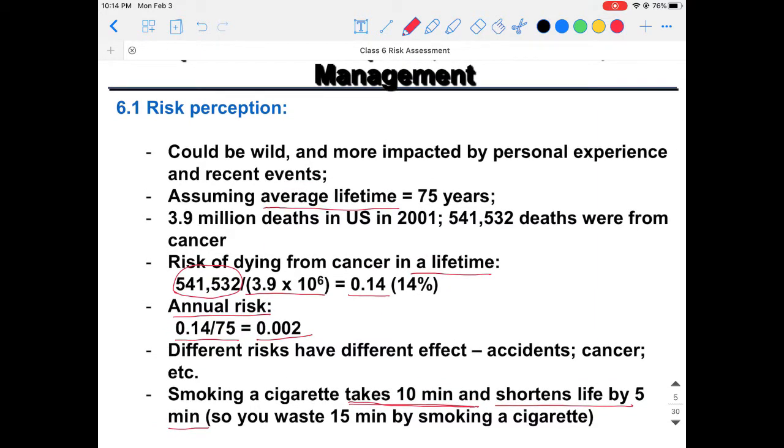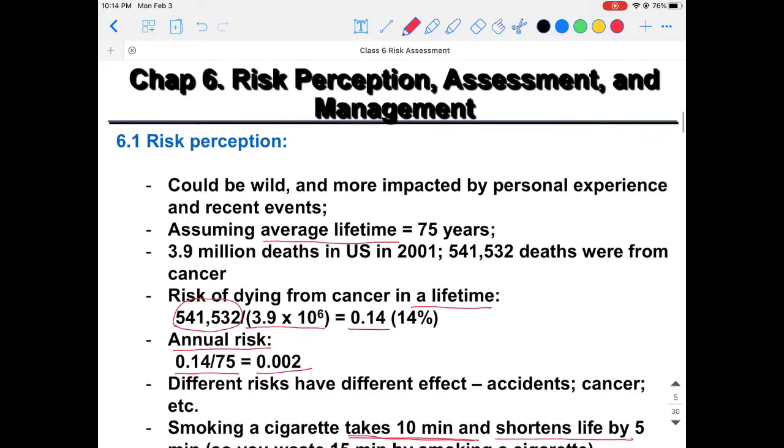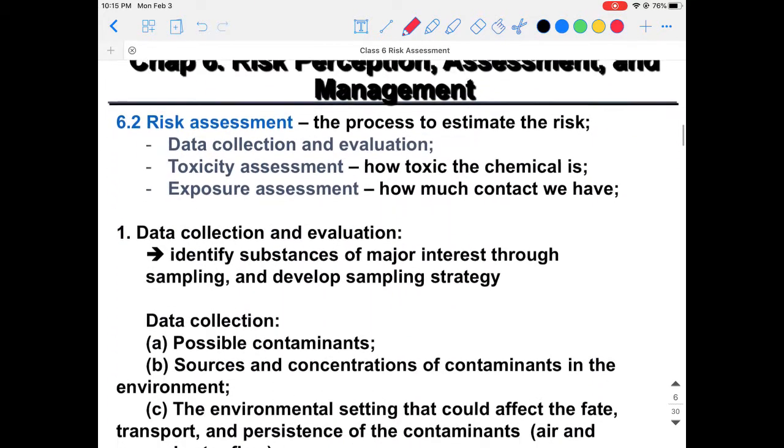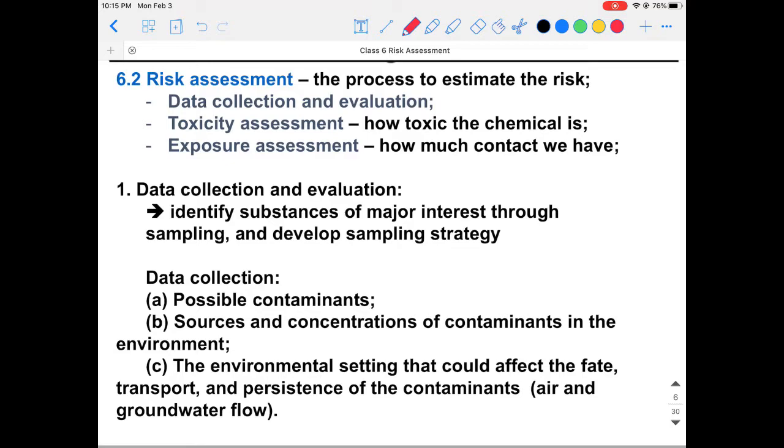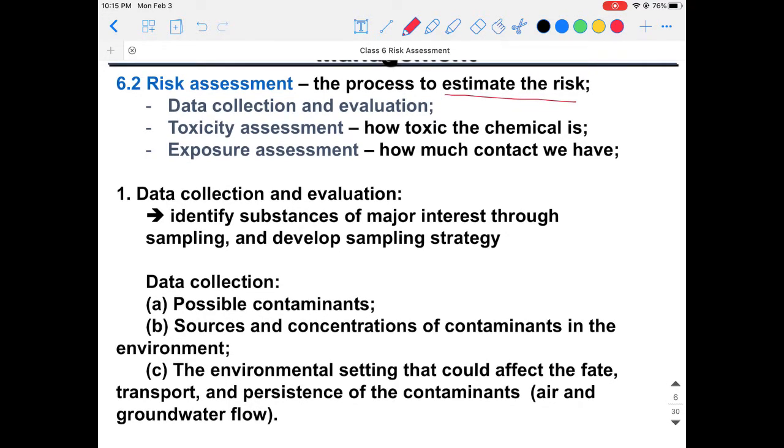So we talked about risk perception. This is based on larger data, with which we can calculate the probability of this risk. And there's also risk assessment, which is a more rigorous way to estimate the risk. It's a process that we can use to estimate the risk, and it involves the following steps: data collection and evaluation, toxicity assessment, and exposure assessment. The toxicity assessment means how toxic the chemical is, while the exposure assessment means how much contact we have.